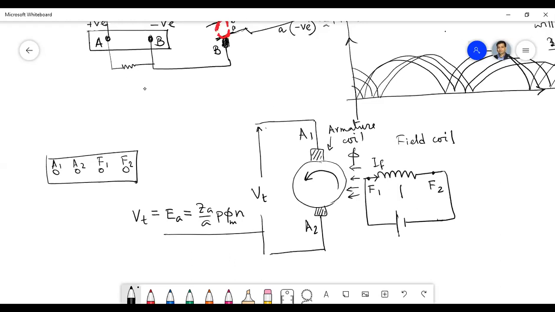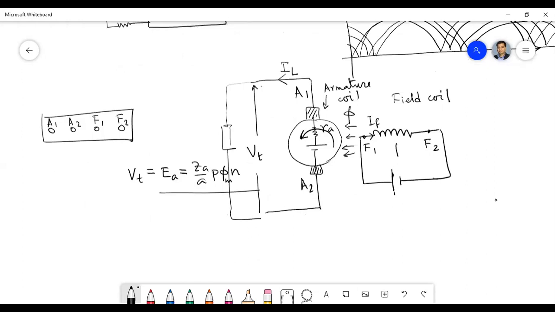If we have some load connected, in that case, there will be some current through it, which is called the load current. And as it has some internal resistance, which is called the armature resistance, the voltage will be dropped. So the expression we can write for the loaded condition is Vt equals EA minus IL RA.